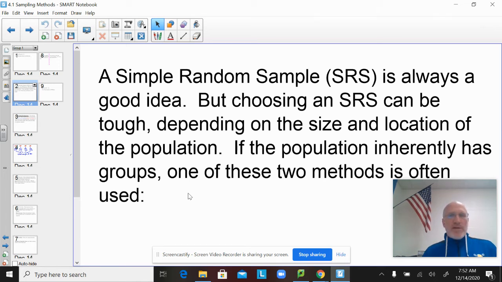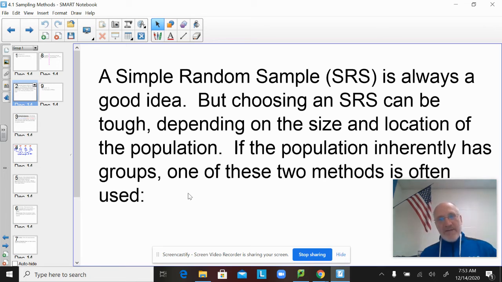Okay, so in the last video, we talked about a simple random sample. And you have to know how good an idea it is to take a simple random sample. Remember what that means. That means not only does every individual in the population have the same probability of being chosen, but any potential group of size, whatever, has the exact same chance of being the sample that's chosen.